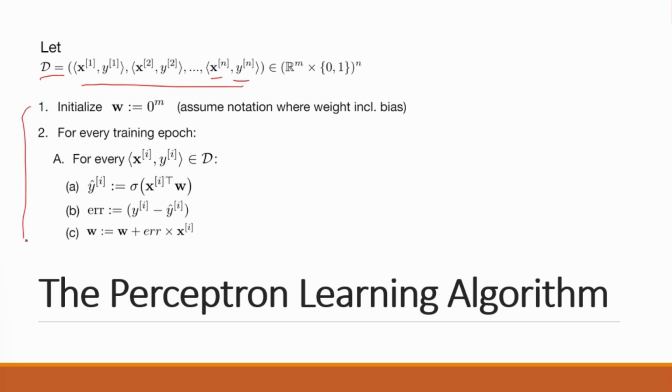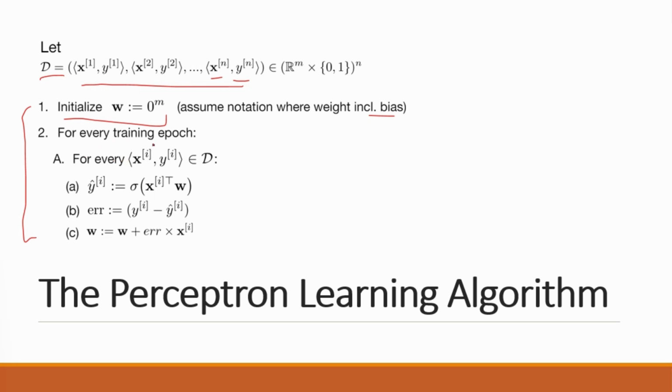Now how does it work? First we initialize the weight vector to zeros. It would be a vector of zeros, and we are assuming the notation where the weight includes the bias, so we don't have to write the bias separately. We could do that, but it would be a little bit more work, a little bit more verbose. This is more compact. So then we have the follow-up here.